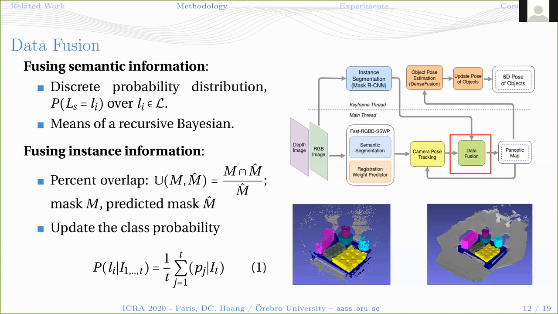For fusing instance information, each mask detected from Mask R-CNN must be associated to an instance, otherwise it will be assigned as a new object. The corresponding instance is defined based on computing the overlap error between the mask and the projected mask from the current 3D map. And we update the class probability by a simple averaging scheme.